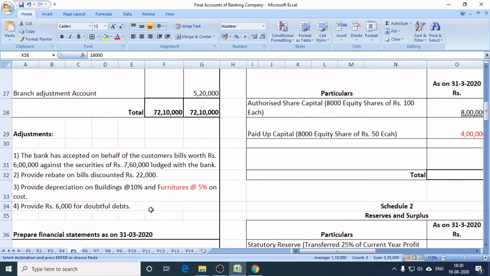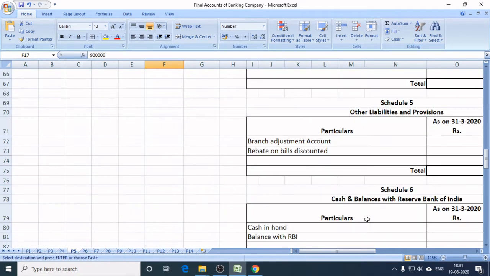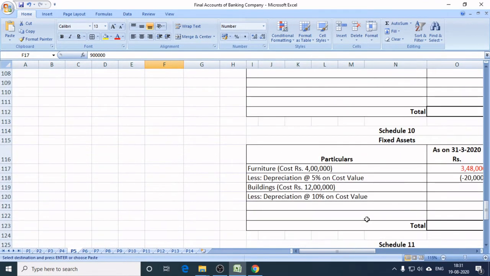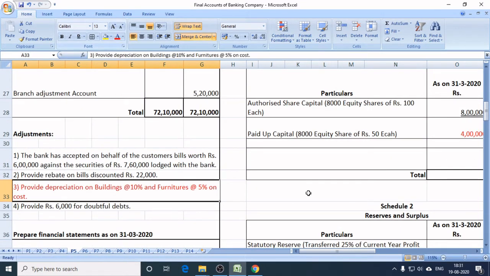Now we have next building. You can see here the cost value is 12 lakh and the book value is 9 lakh. We will show it under schedule number 10. And we have to charge depreciation. The rate of depreciation is 10% on building, and in the case of building also, just like furniture, we have to charge depreciation on cost value.